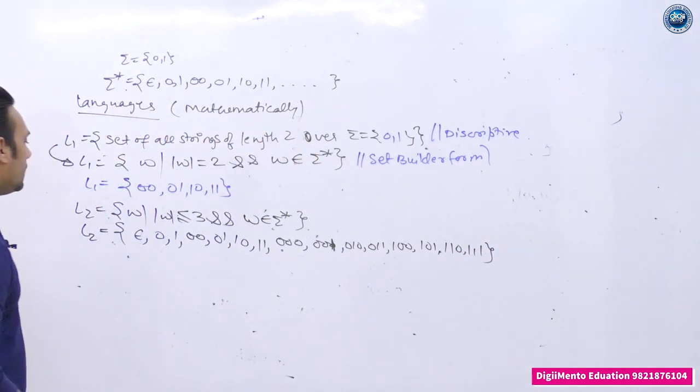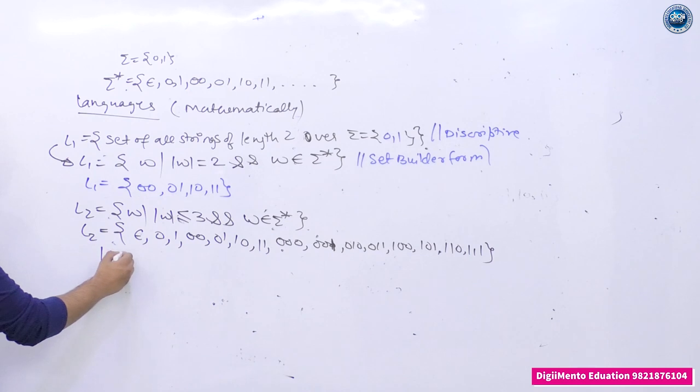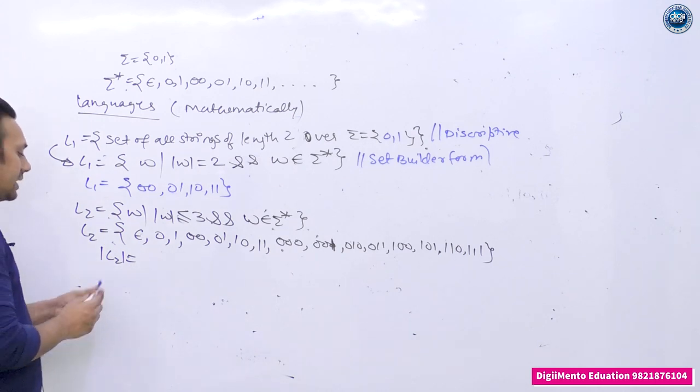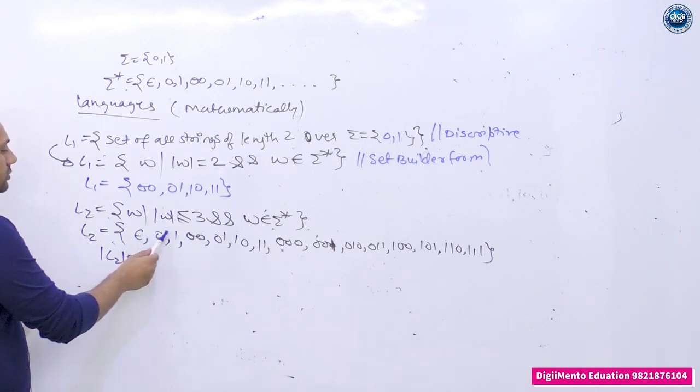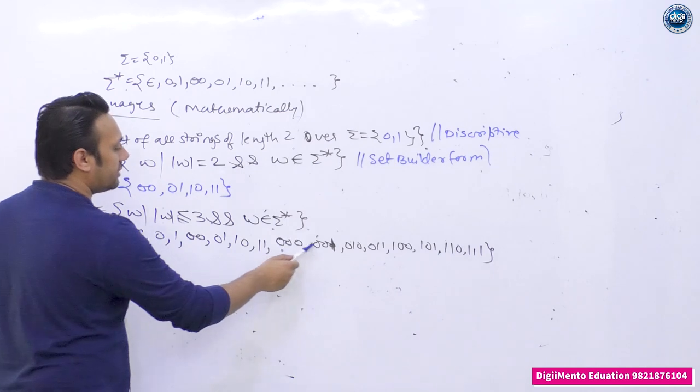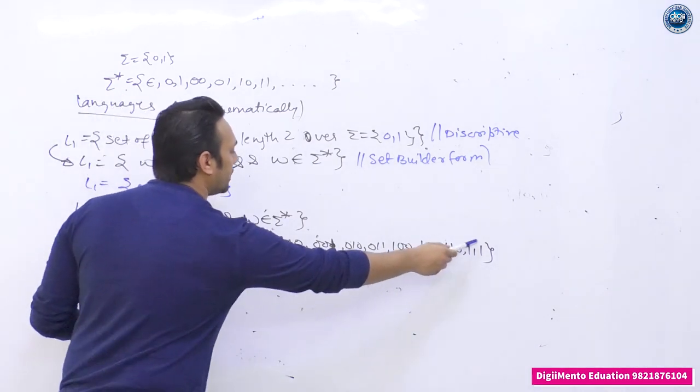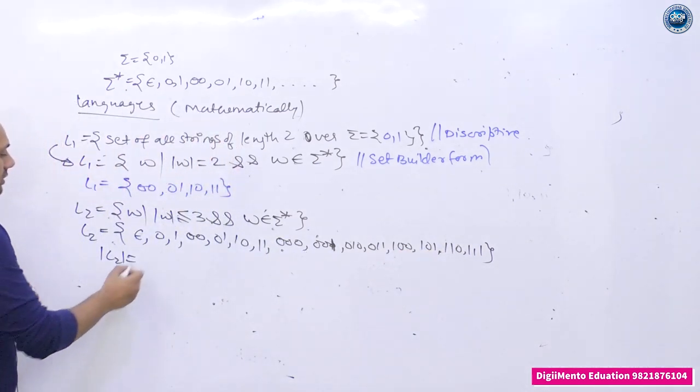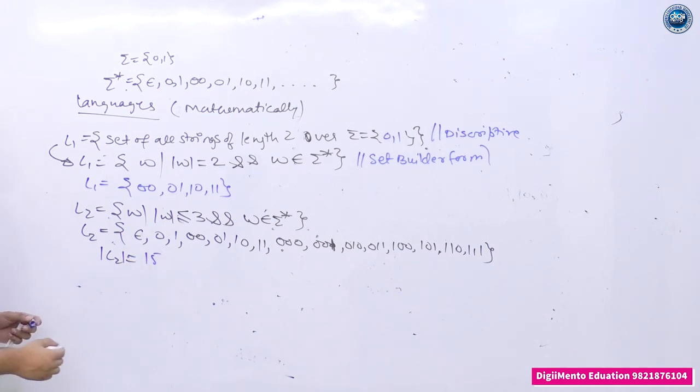Okay. Now, if you see the cardinality of L2, so L2 ki cardinality, kitni cardinality means, what are the number of strings here? So, how many strings are present in L2 language? 1, 2, 3, 4, 5, 6, 7, 8, 9, 10, 11, 12, 13, 14, and 15. So, there are total of 15 strings which are present in the language L2.